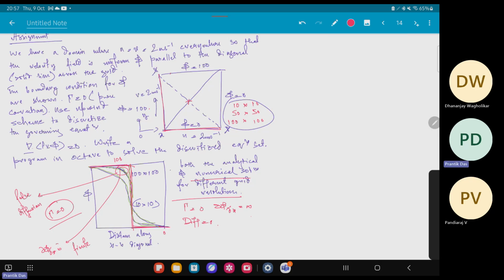So this 2D problem you have to solve by using the upwind scheme, and you have to show me this graph. In the next class, I will do the coding and show it to you.